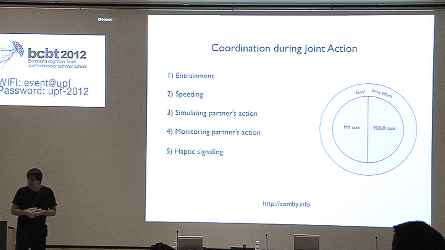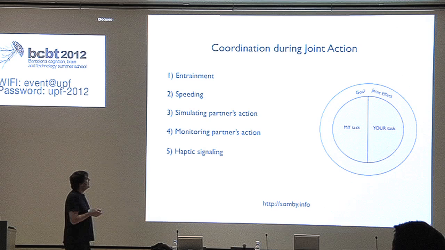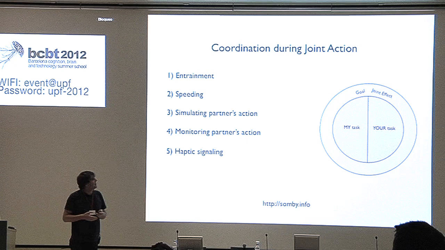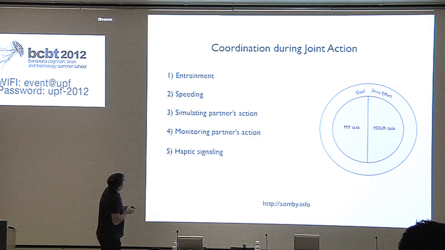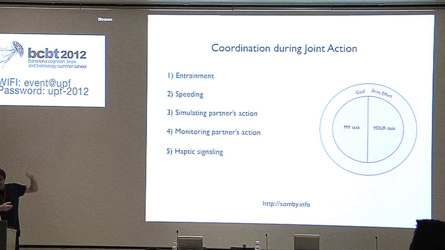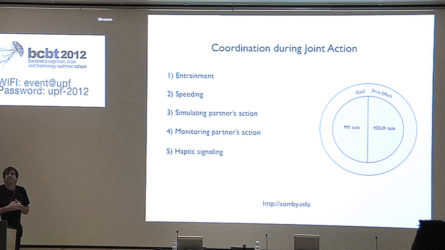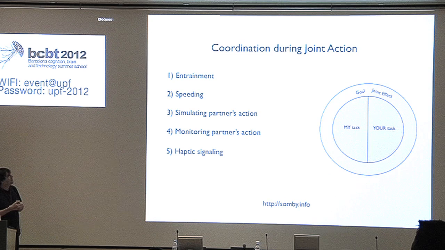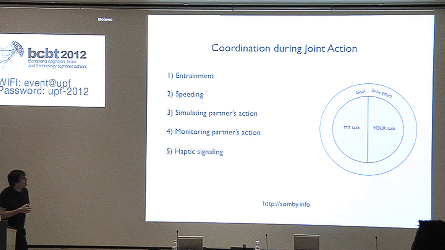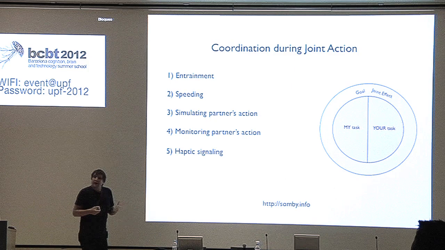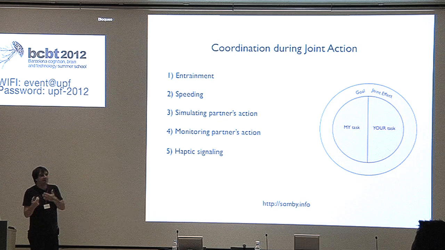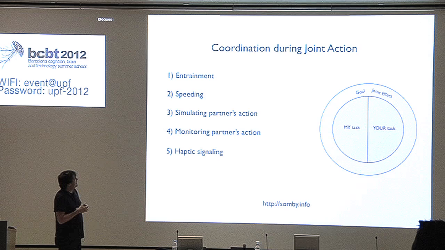Okay, and I would like to give you an overview of some of our research where we have performed experiments in order to identify different such coordination strategies. Here are five different processes that I will go through, starting with one that assumes that people don't represent or know anything about each other at all and don't do any planning together. That's entrainment. Then I go to a mechanism, speeding, where people try to alter their own task performance in order to allow a better coordinated joint action. Then I talk about simulating the partner's action, monitoring the partner's actions, and about haptic signaling.